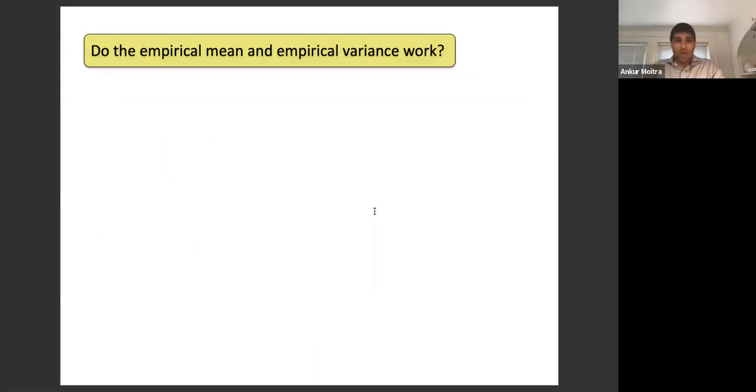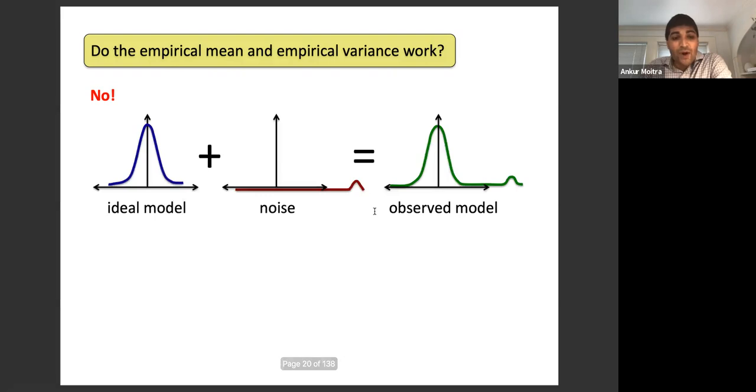Okay, so the first question I have to answer is, do the empirical mean and empirical variance work? Here the answer is a resounding no, because these were the things that did work when we didn't have any corruptions over our data. But as soon as you allow an adversary to corrupt some fraction of the data points coming from our model, we can't get any nice guarantees, because even if an adversary could control just a single sample from our model, what would they do? They would add a bump way out into the tails of the distribution.